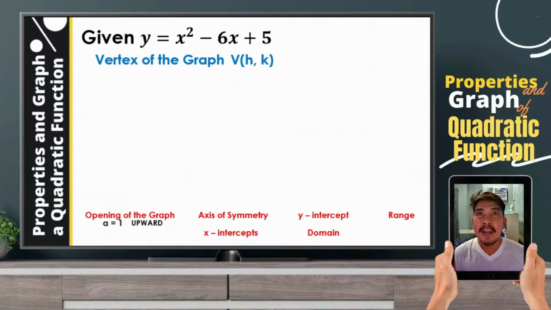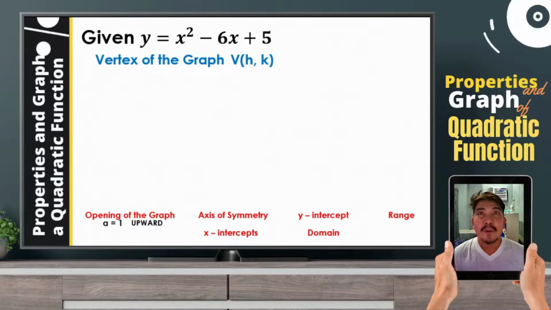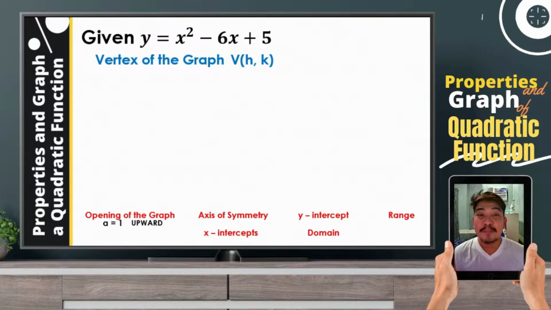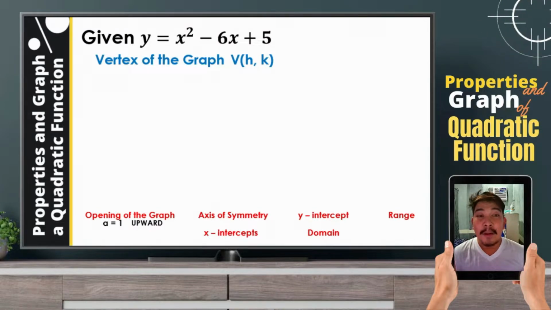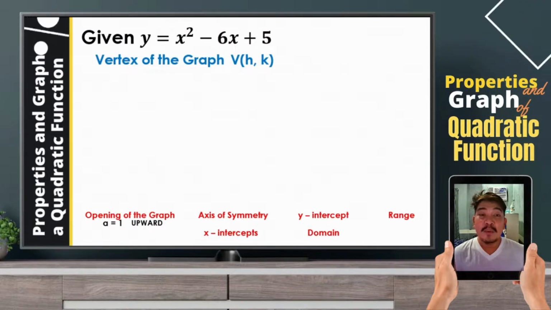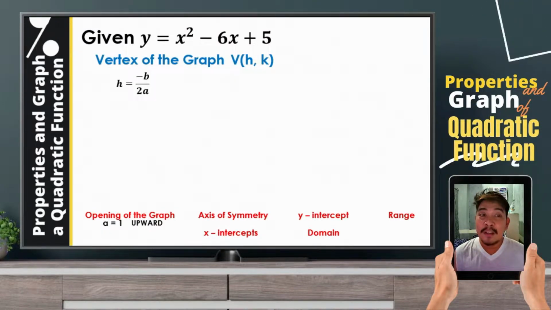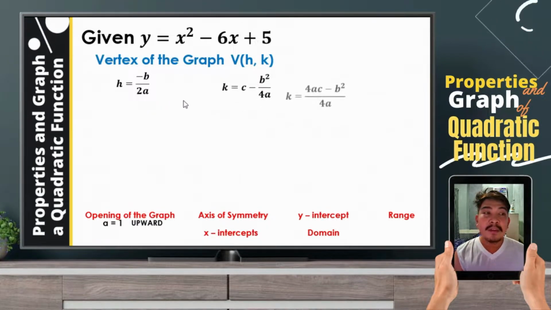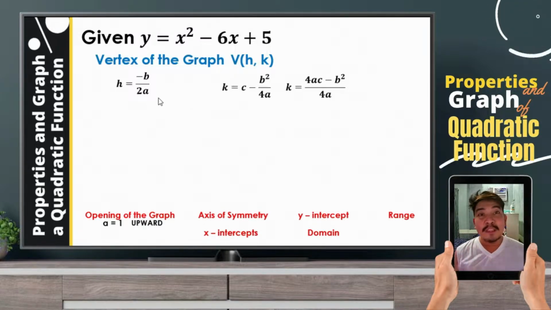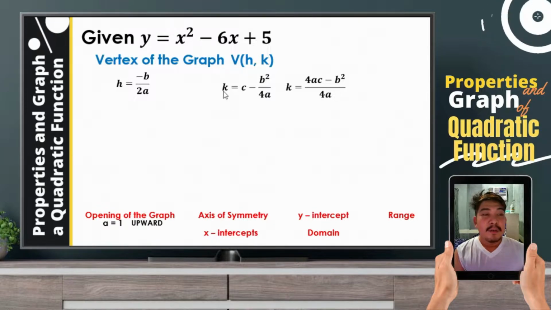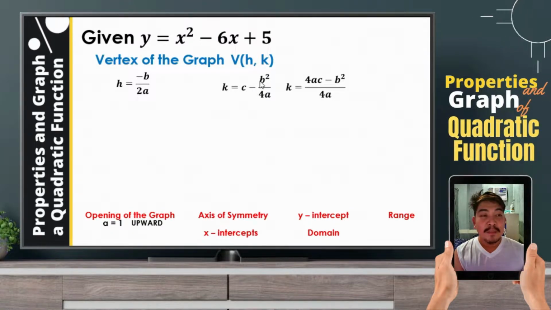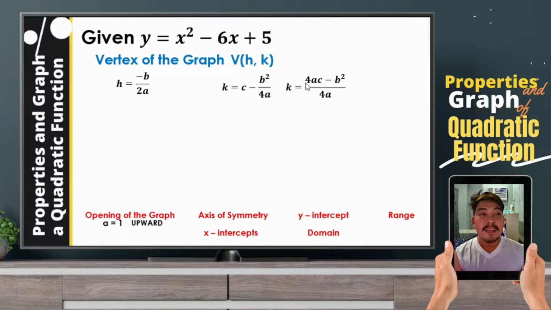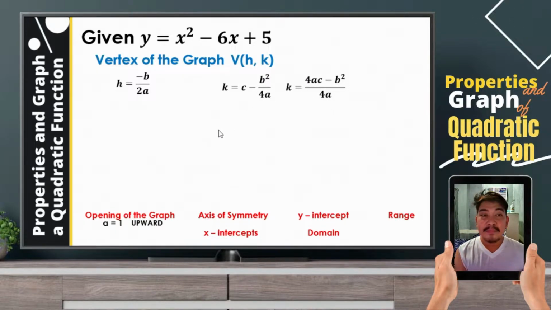The vertex of the graph of a quadratic function refers to the highest or lowest point of the graph or the parabola. There are formulas that we need to consider. The formula in getting the value of h is negative b over 2a. For the value of k, we will be considering 2 formulas, but either of them will work and give the same answer. We have k equals c minus b squared over 4a, and the other one is 4ac minus b squared all over 4a. They are just the same.